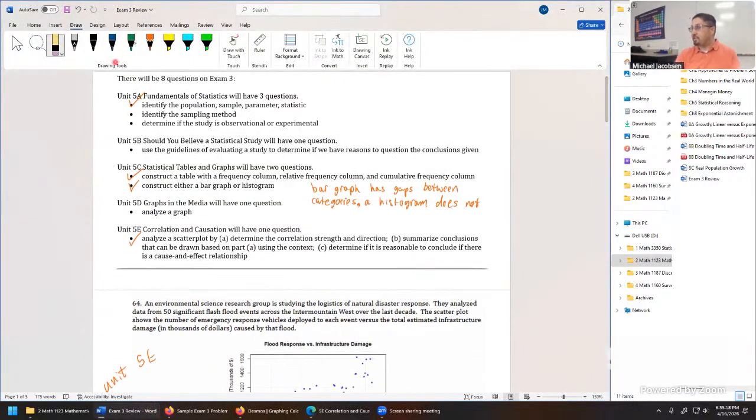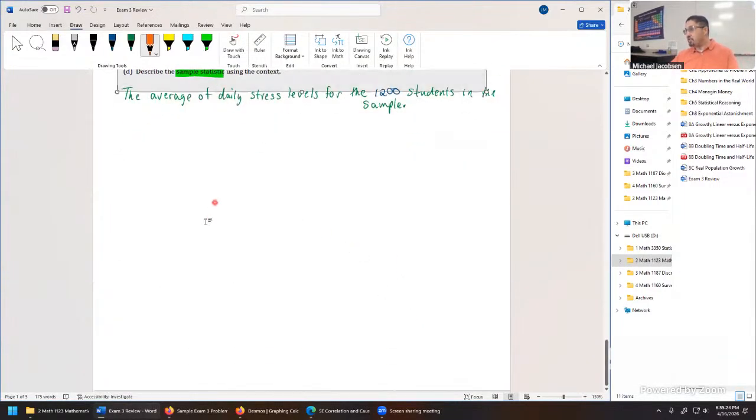And let me put a little check mark there. So that takes care of Unit 5B. And here's our next one to take a look into.